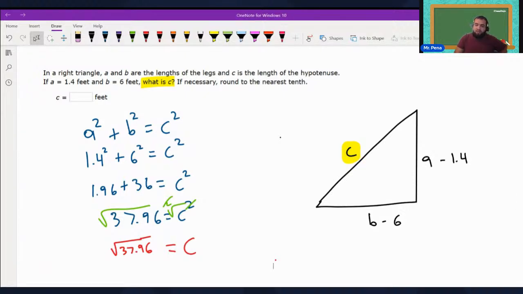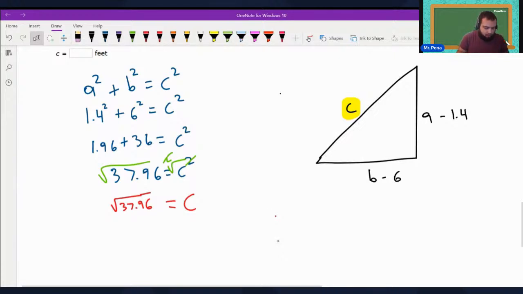Although they do say to round to the nearest tenth. We could round to the nearest tenth. 37.96, the square root is 6.16, and then it keeps going forever. And so when you round to the nearest tenth, that's about, give or take. So we said 6.16.